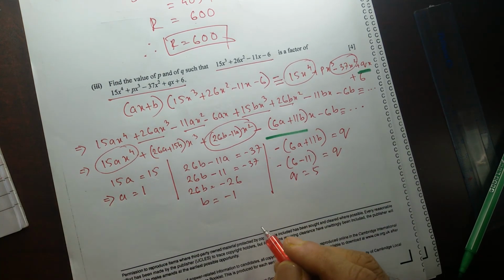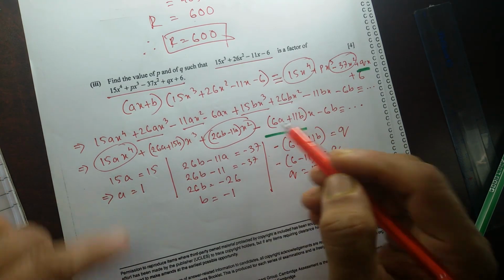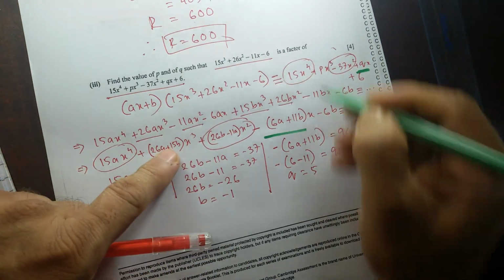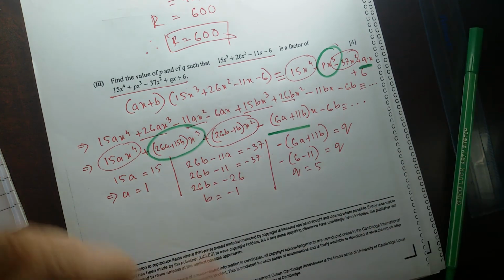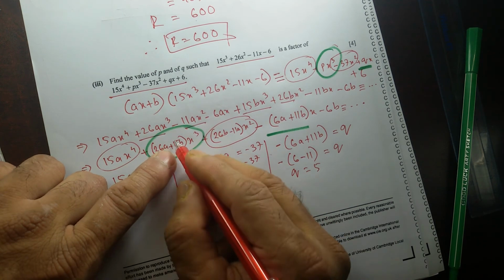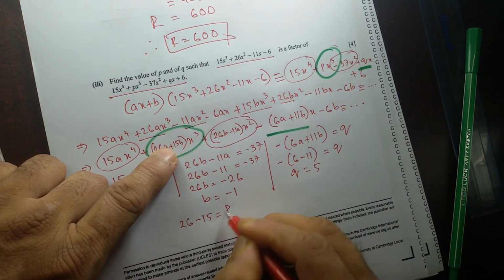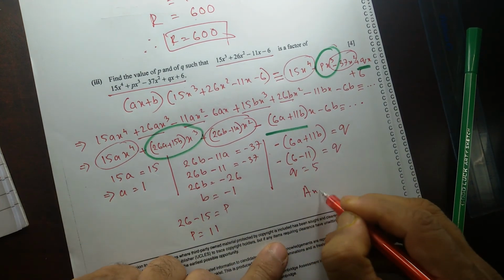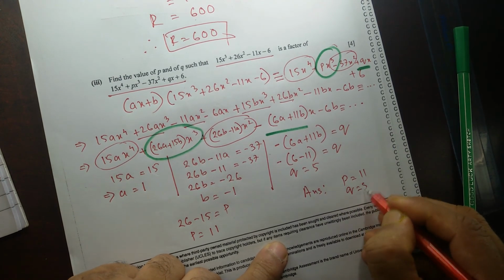Now I need p. Okay, I think I need p. Where's p? p is with x cubed, see that? px cubed. So I have to find out x cubed over here. Okay, so 26a, a is 1, so I don't need to write it down, and b is minus 1, so 26 minus 15 equal to p. So p equal to 11. Okay, so I got this answer now. p equal to 11, q equal to 5.